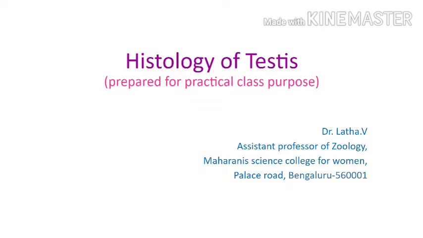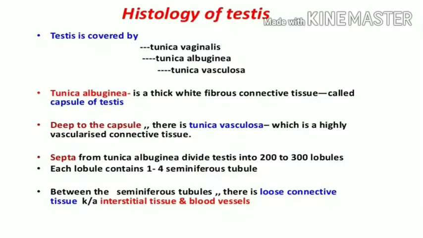Hello. Today we'll be learning about the histology of testes. Testes are present in pairs, which are the male gonads. The testes are present in the scrotal sac outside the abdominal cavity. When you take a section of testes, it shows the following features.